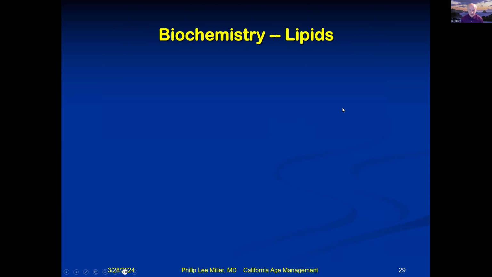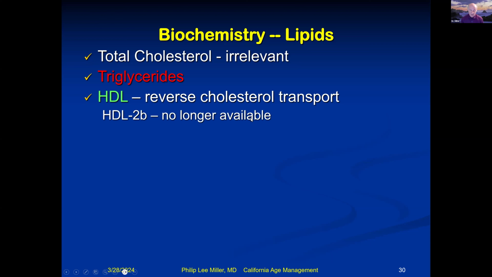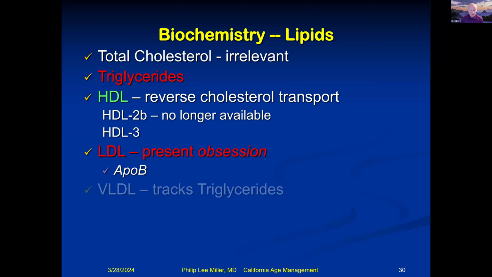If we look at complex lipids, that's the topic today. First there was cholesterol. But then we said, maybe there are more components. Something that I emphasize to all my patients: total cholesterol is irrelevant. It's not what you're looking at. And I'm going to emphasize this later, triglycerides are as big, if not a bigger, risk factor. So we looked at HDL, which is reverse cholesterol transport. We looked at HDL2B, which is not available any longer. We looked at LDL. That's the current obsession. It's not total cholesterol, it's LDL. And now the latest one, and it'll change every 5 years, is ApoB. But VLDL tracks triglycerides. We look at ratios.